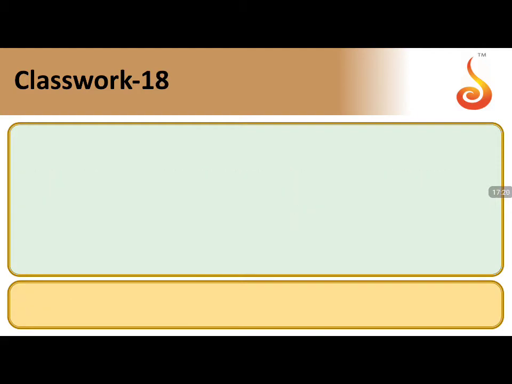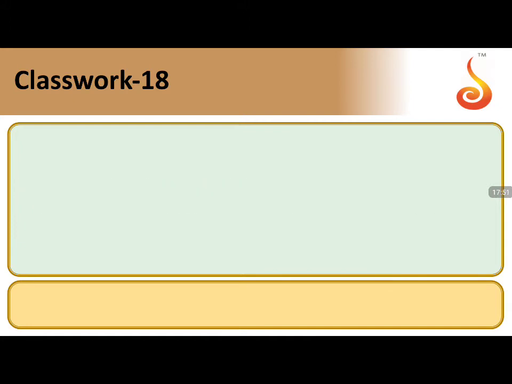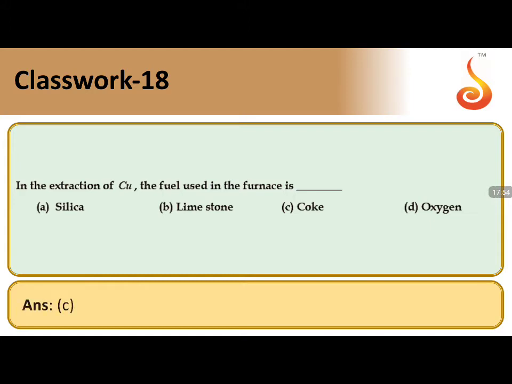Coming to the 18th, extraction of copper. The fuel used in the furnace is coke. Silica is a flux. This can act as a flux in the furnaces. The air, a blast of air, is the oxygen, which undergoes reaction. Carbon will undergo combustion reaction to form CO or CO2. This reaction is possible, so coke is the only fuel which can undergo combustion reactions. So the answer for this will be option C.